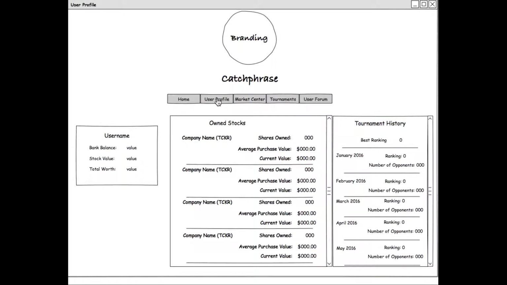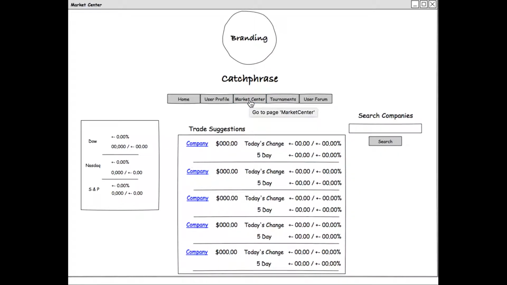If they click User Profile, they will be able to see their bank balance once again, as well as the stocks they currently own and their tournament history showing their past rankings for past tournaments. If they click Market Center, they will see once again the stock market indexes as well as some trade suggestions for hot stocks. They can also search companies' ticker symbols here.